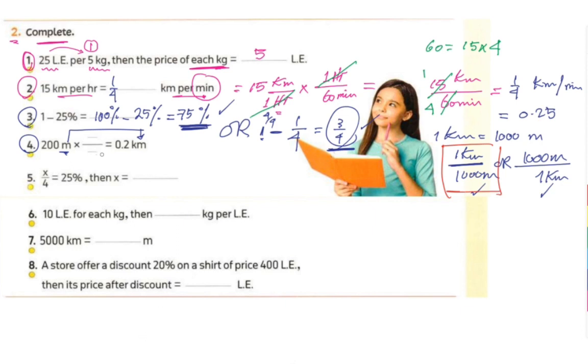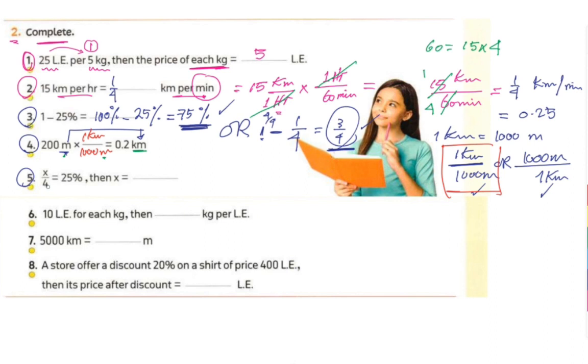Okay, so I will write it as 1 kilometer over 1000 meter. So I can simplify meter with meter and just stay with 1 kilometer. Okay, next question 5.